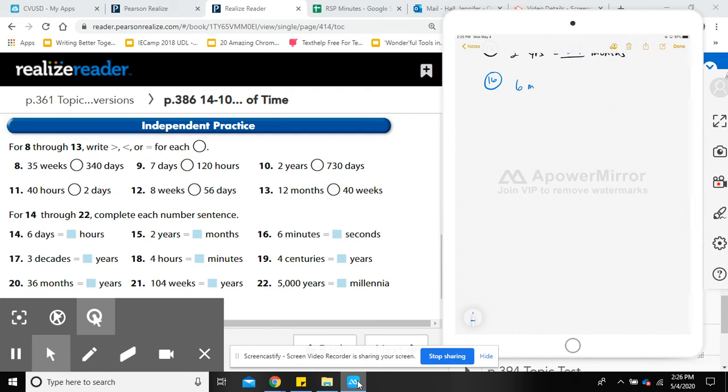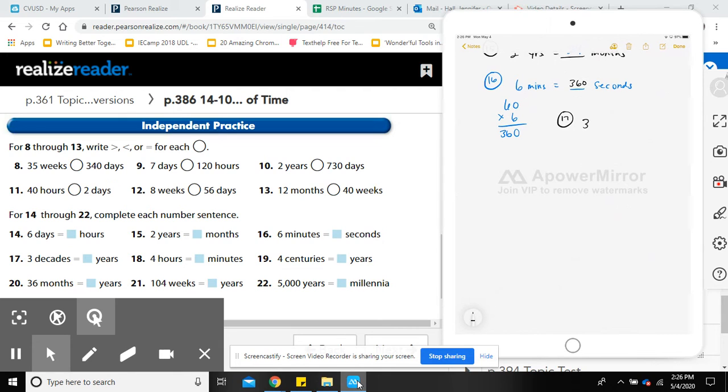6 minutes is equal to how many seconds? So we have to think about how many seconds are in 1 minute. There are 60 seconds in 1 minute. So if we need to figure out how many are in 6 minutes, we're just going to multiply 60 times 6. 0 times 6 is 0. 6 times 6 is 36. So there are 360 seconds in 6 minutes. Okay, number 17.